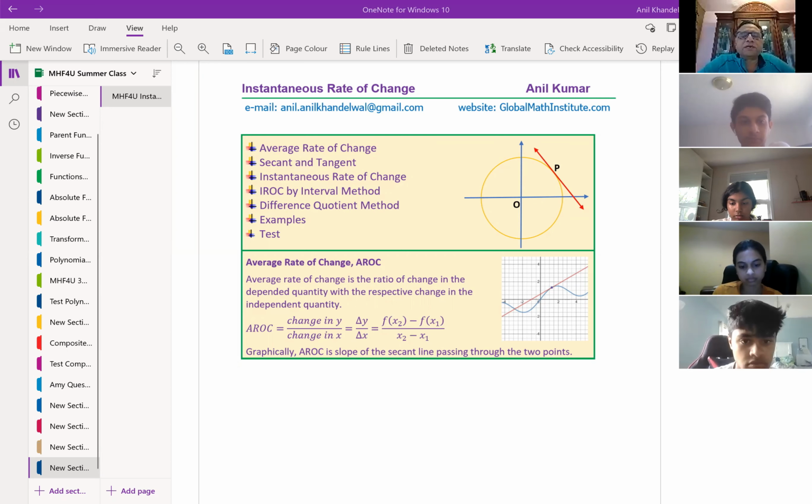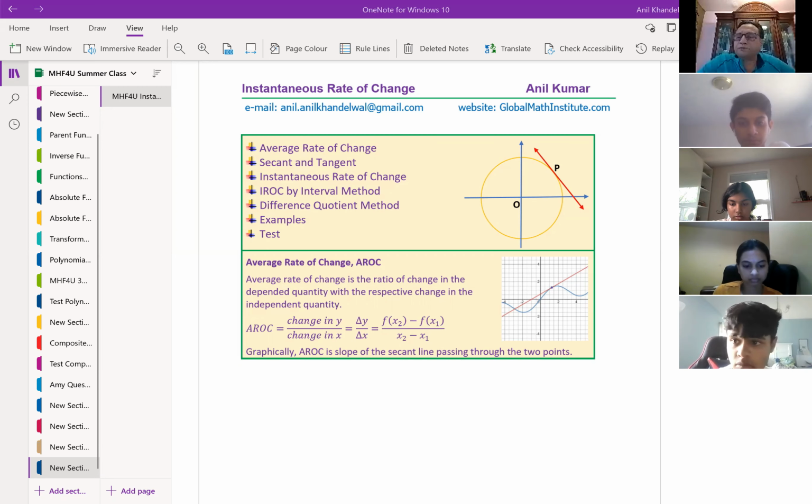So those methods we'll discuss in brief. The major thing which we are going to discuss is the difference quotient method to find instantaneous rate of change. And this is the difference quotient method which is always applied in calculus.